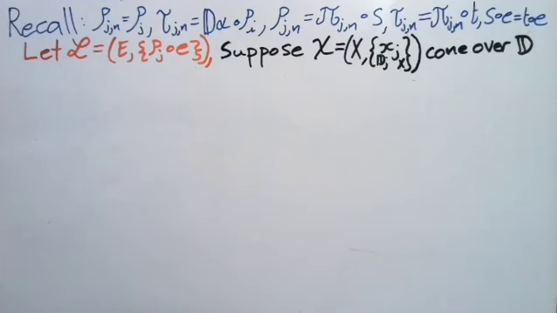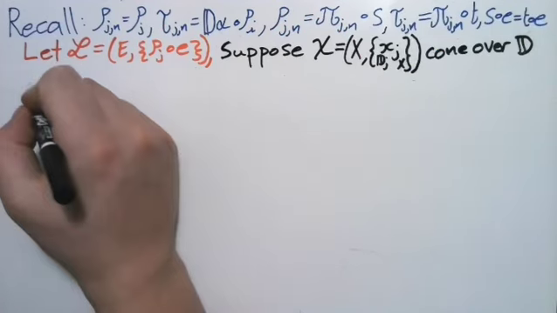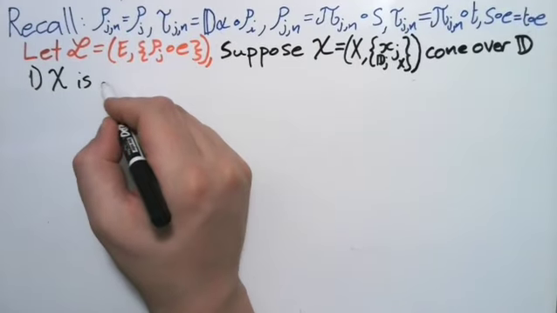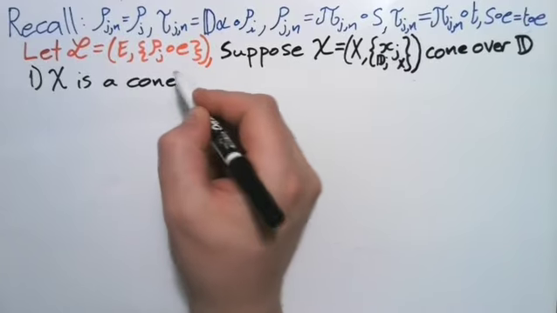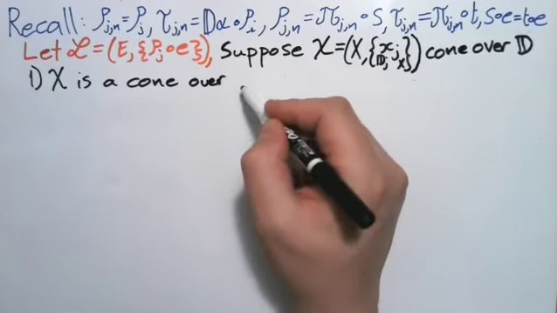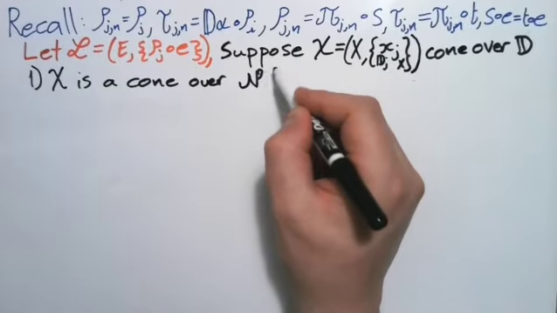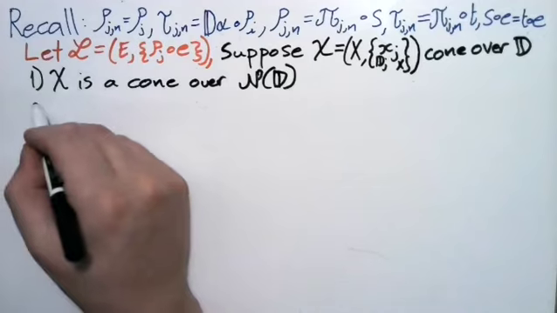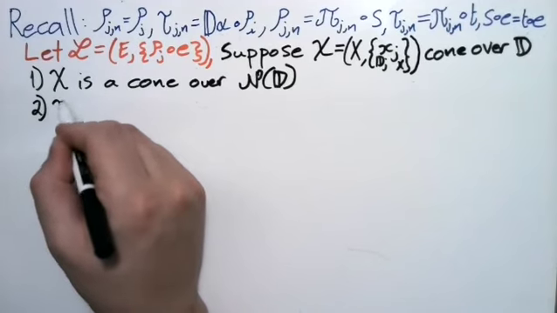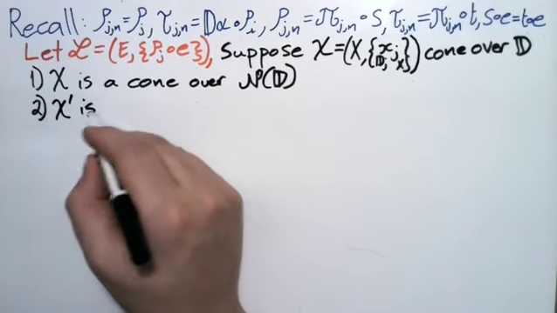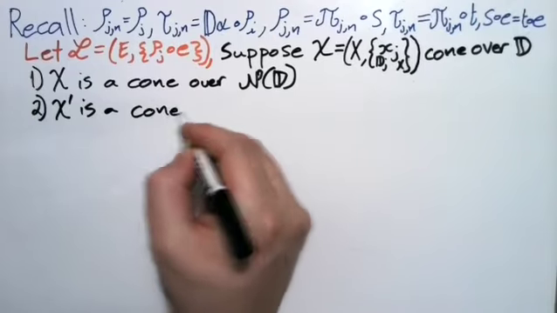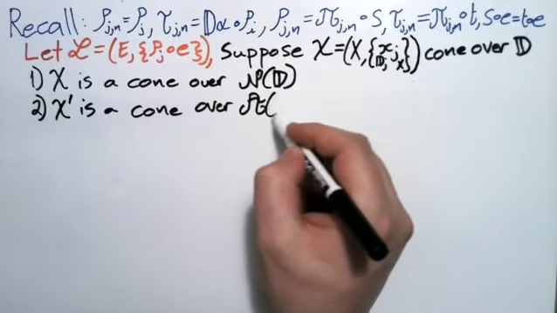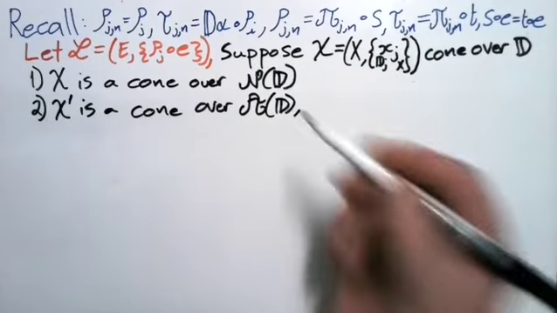So let's write that out a little more rigorously. First, we know that curly x is also a cone over the node diagram, or the diagram of nodes of d. And two, we can define x prime a cone over a of d, where we just do the same trick.